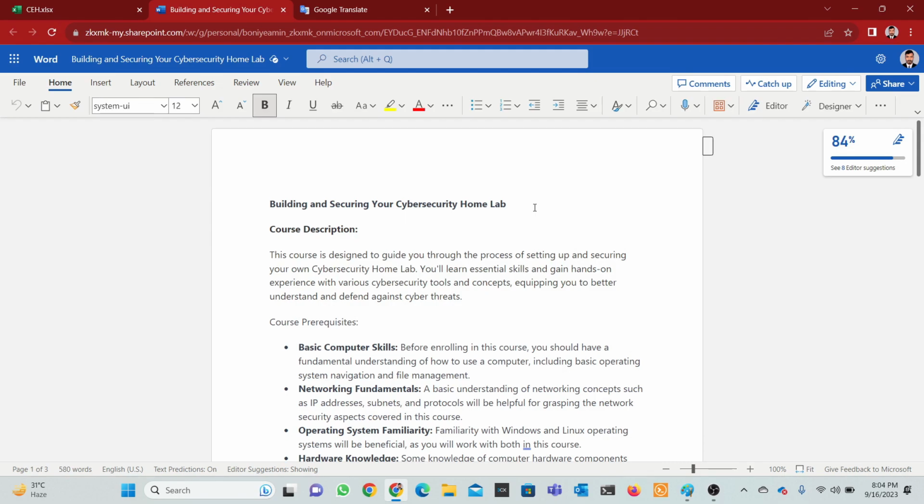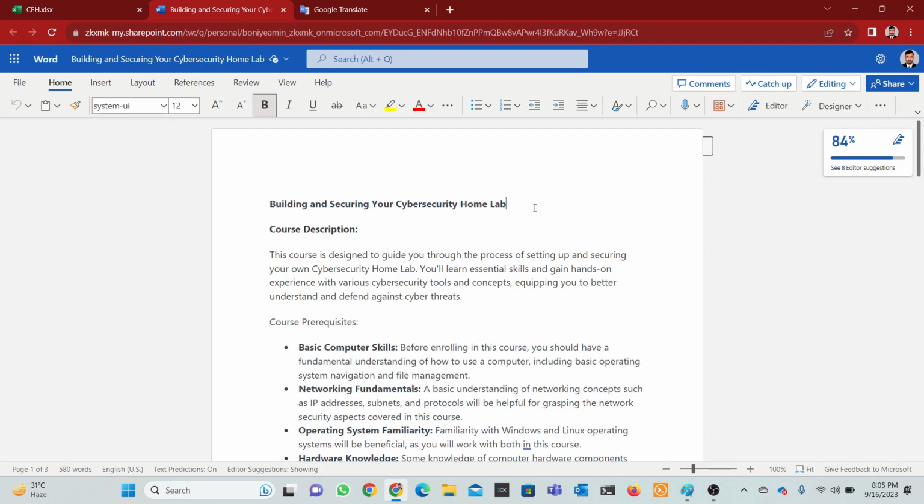Then second, network fundamentals. It is essential to understand basic networking concepts, like the IP address, subnetting, protocol, netmask, and gateway. I think it will help you with many security concepts.